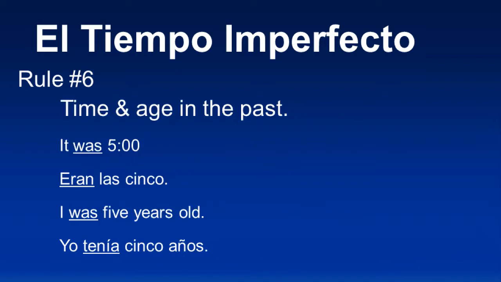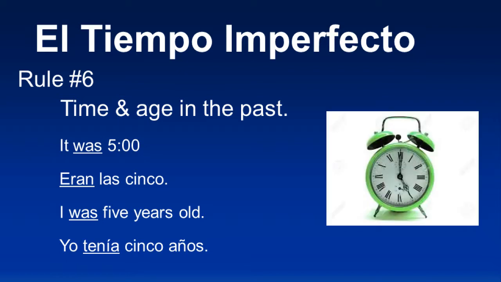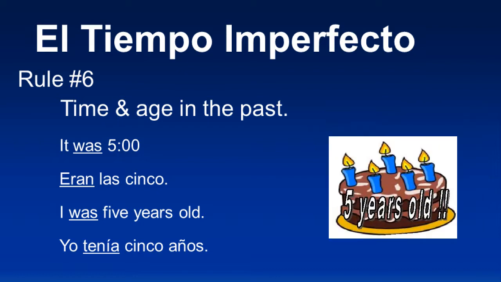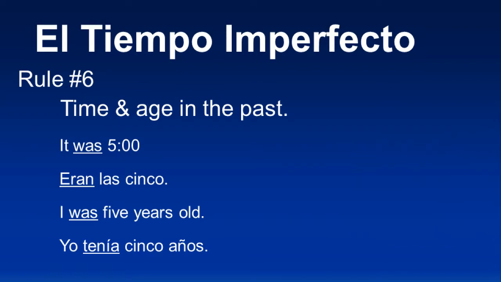Rule number 6, time and age in the past. These two things are almost their own special little category, because whenever we talk about time, like it was 5 o'clock, or age, I was 5 years old, we always use the imperfect tense. We don't ever use the preterite tense. So it was 5 o'clock, eran las 5. I was 5 years old. Y yo tenía 5 años.